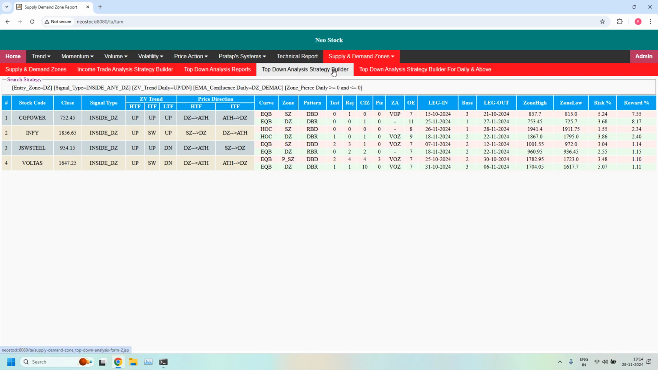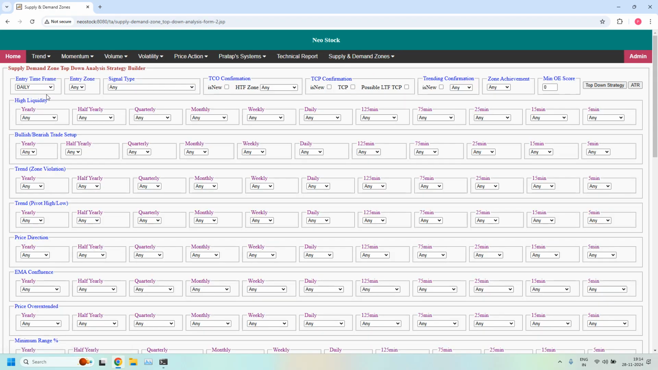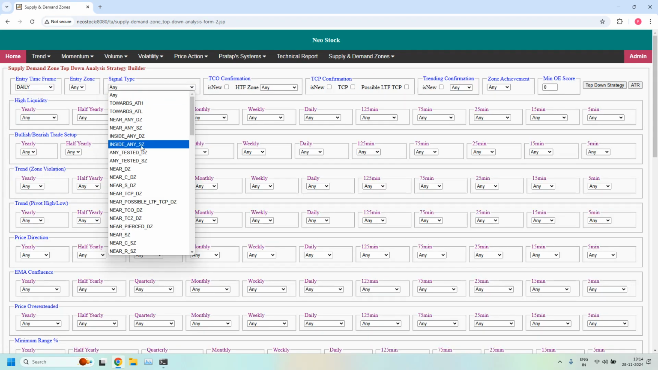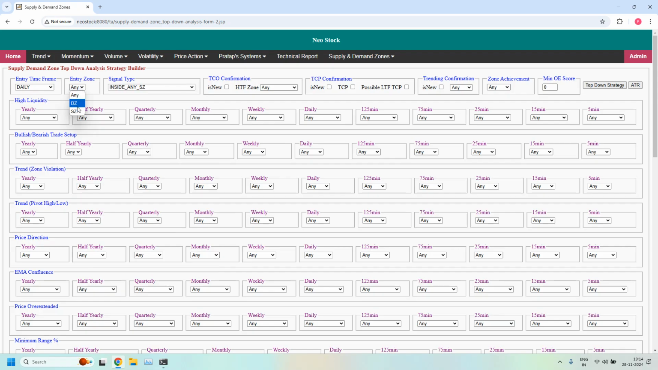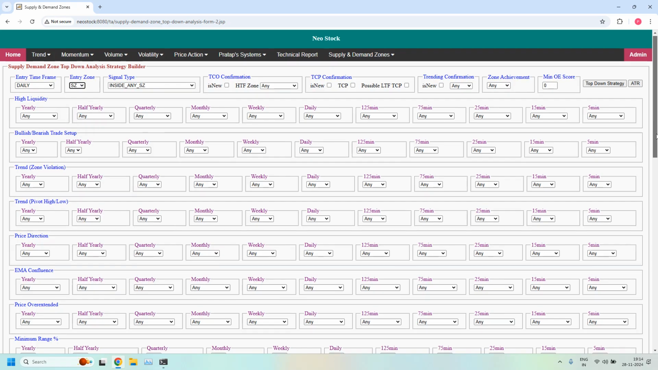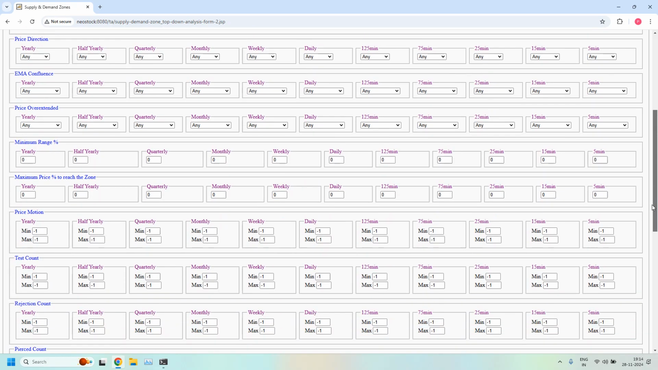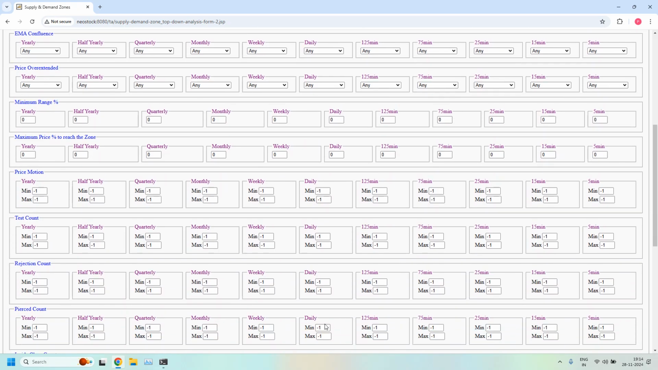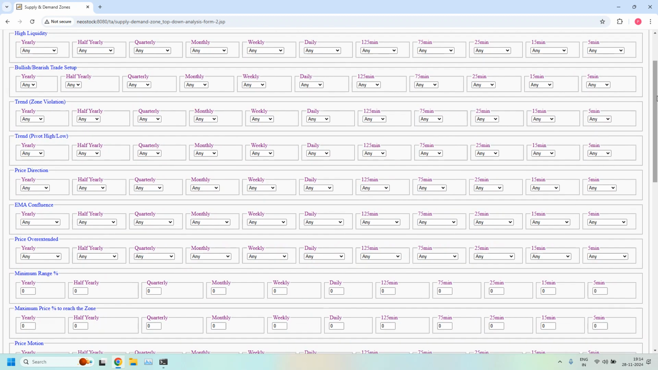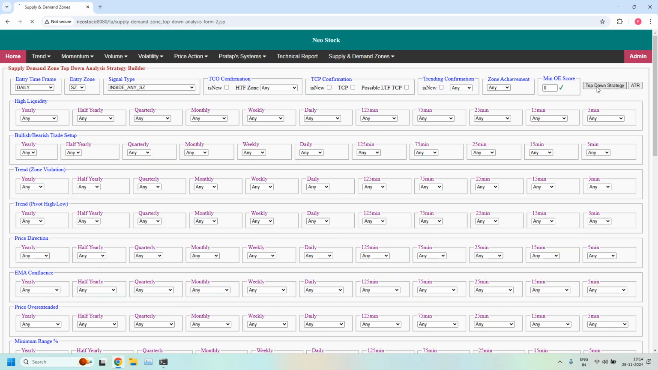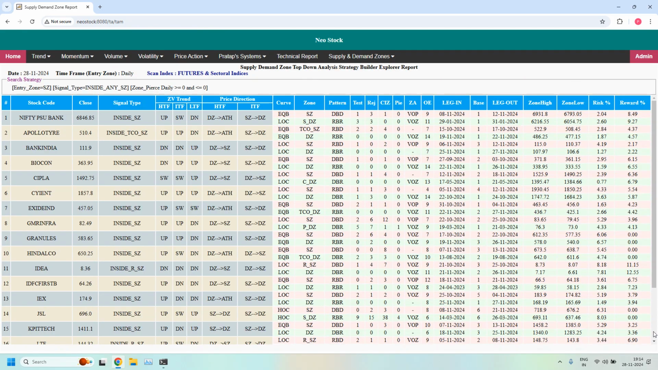Next, for daily time frame, price closed inside daily supply zone, and these daily supply zones should not be pierced. So in the pierced count, at a daily time frame, minimum value I am setting 0, maximum value 0. That means zone is not pierced. So with this filter, we got a big list. These are the first 15 stocks.